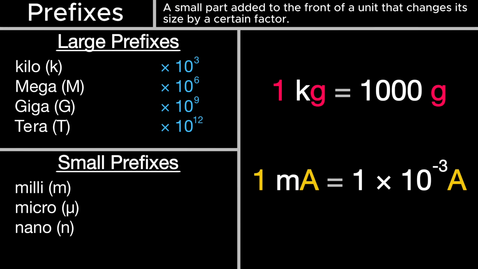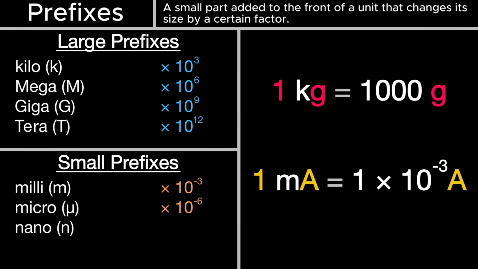Now let's look at the prefixes that represent small numbers. The prefix milli means the unit is times 10 to the power of minus 3, or 1000 times smaller than the original unit. The prefix micro means the unit is times 10 to the power of minus 6, or 1,000,000 times smaller than the original unit.